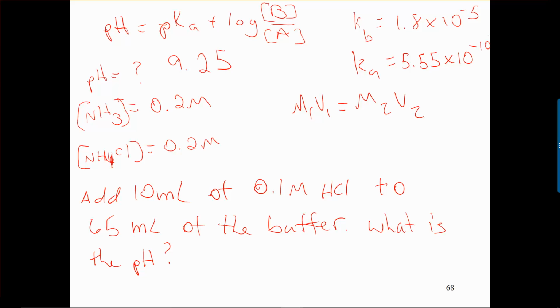We need to do the dilution because you're taking 10 milliliters of something and adding it to 65 milliliters of another thing. So therefore, you're diluting both of those things. The volume is increasing for both items, going from 65 to 75 milliliters. The final volume is 75 milliliters, so that's a new volume. Anytime both volumes increase, use the dilution equation.